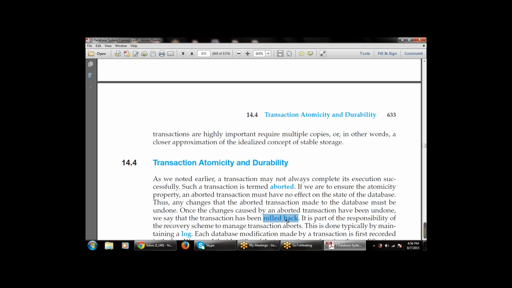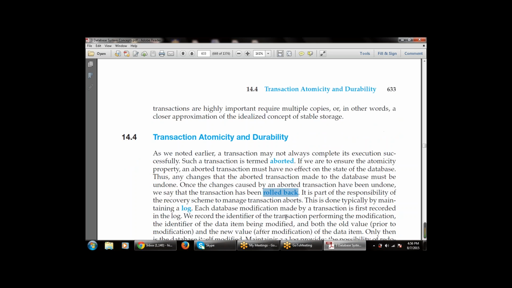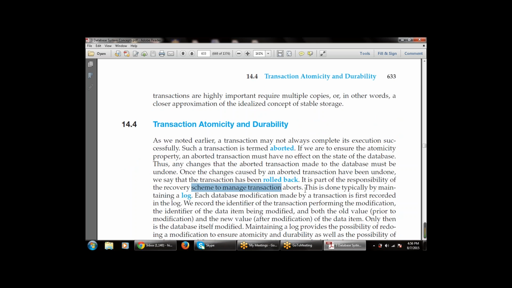Rollback means again moving to the same transaction, again going back to the same transaction. That is a rollback transaction, and it is part of the recovery scheme to manage transaction aborts. This is done by maintaining a log.